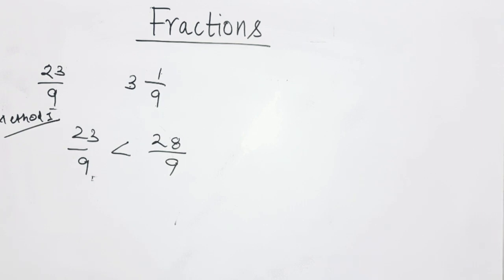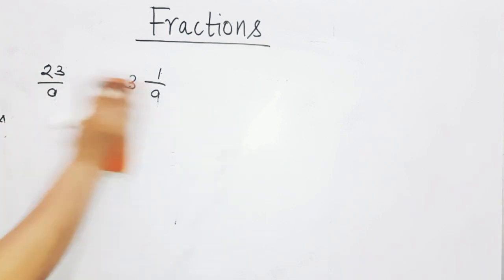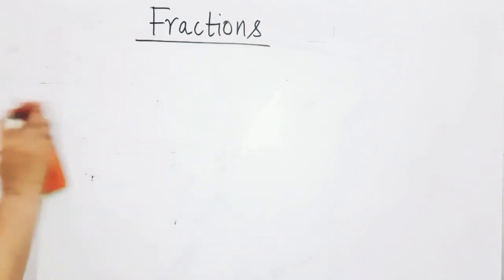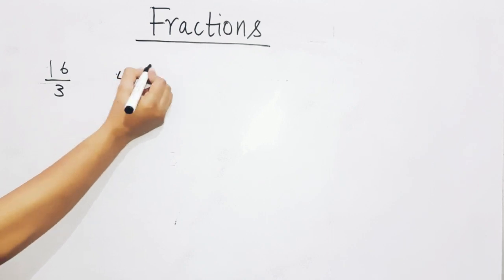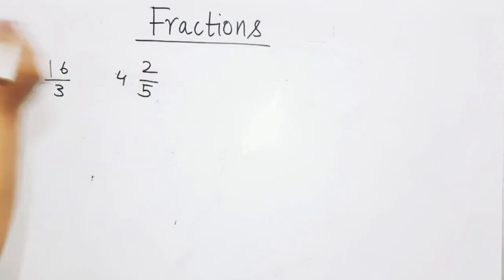So if the fractions have different denominators, convert the mixed fraction to an improper fraction and then compare using the LCM or cross multiplication method. Here the denominator was the same in both cases. Now some cases can come where the denominator and numerator are totally different. Then how will you proceed? 16 upon 3, 4 2 upon 5. Now how will you solve this? How will you compare these two fractions?